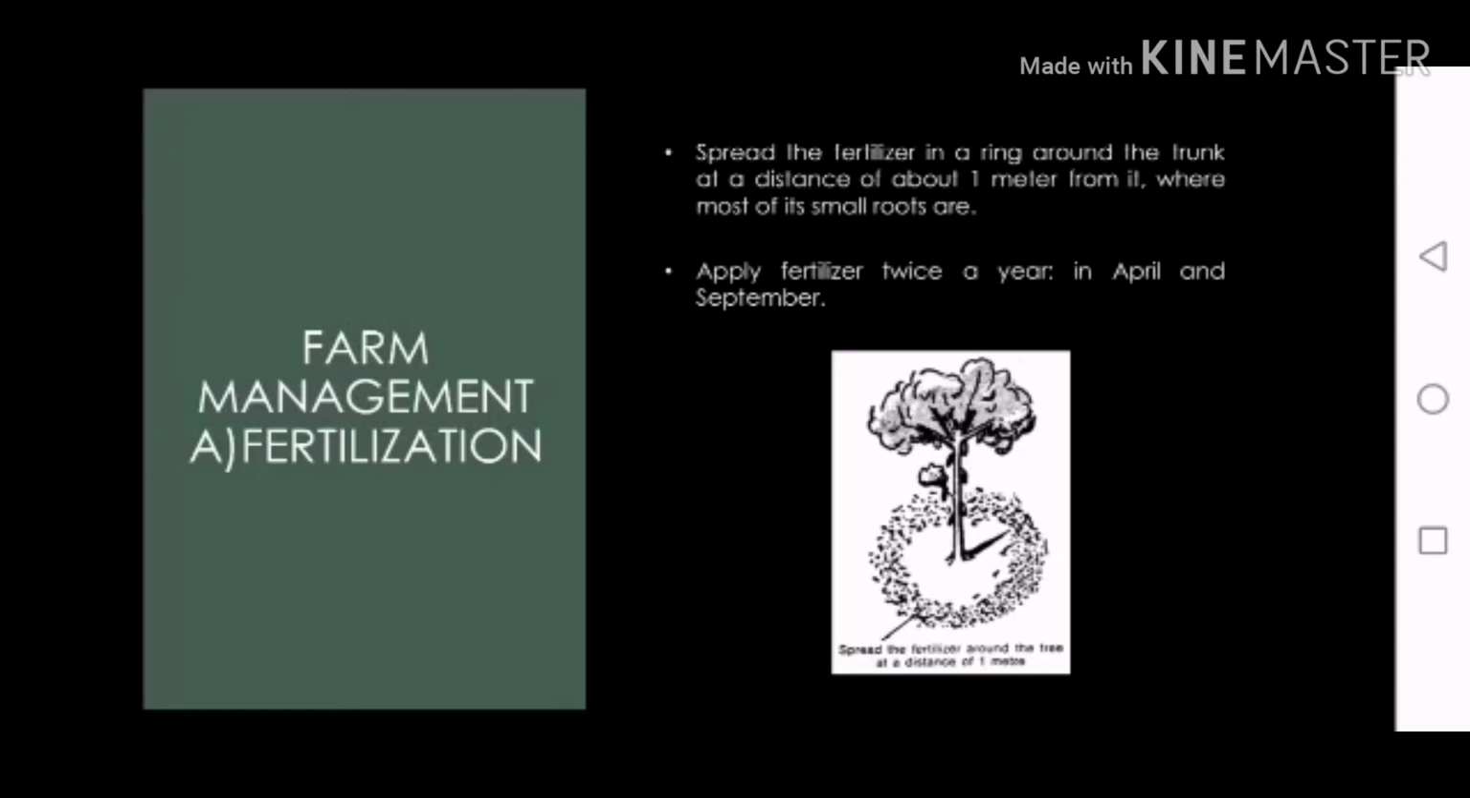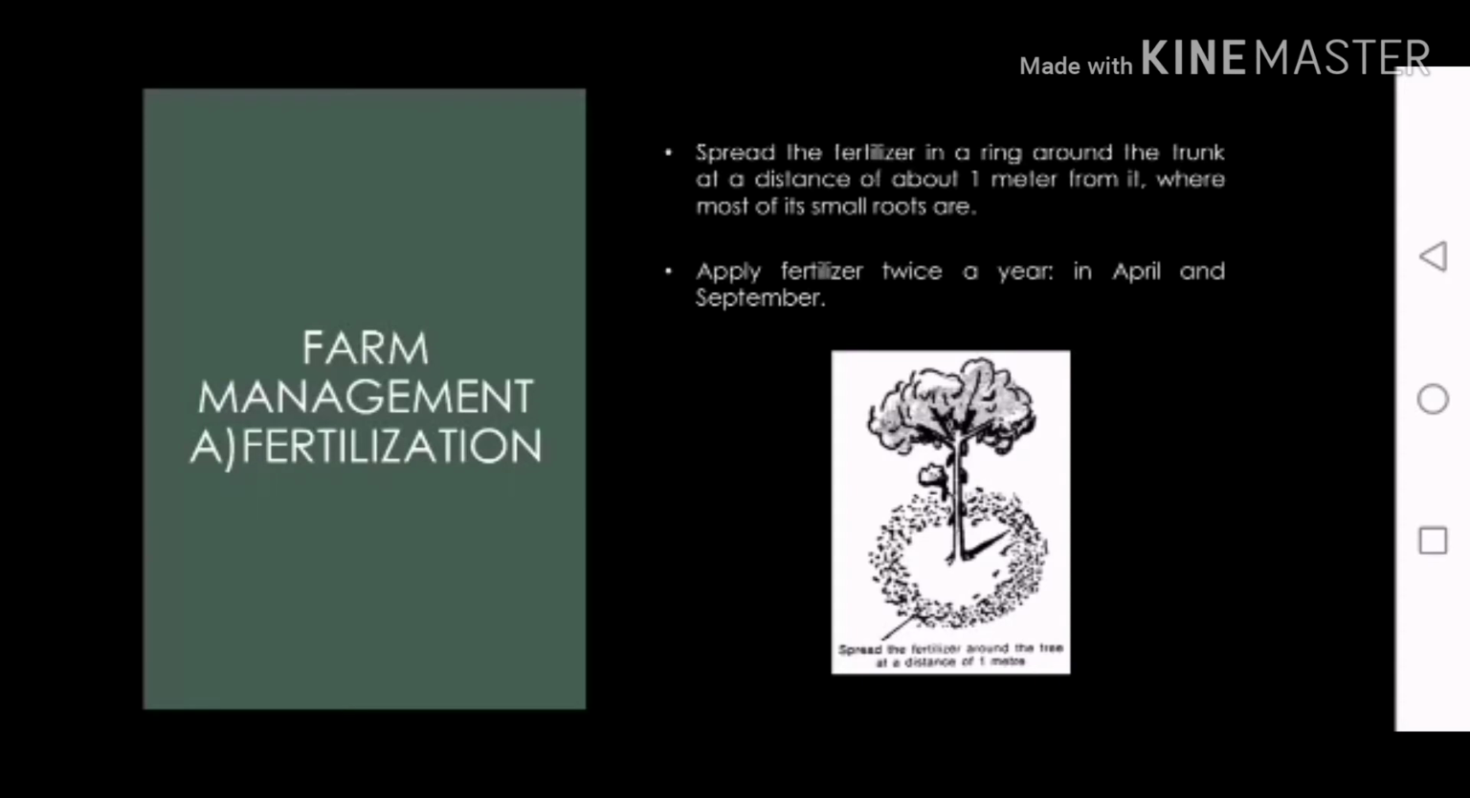It's my turn to present about cocoa plantation, and my part is farm management. The first part is fertilization. We spread the fertilizer in a ring around the trunk at a distance of about 1 meter from it, where most of its small roots are. As you can see in the picture, we spread the fertilizer around the tree at a distance of 1 meter. We call it broadcasting.